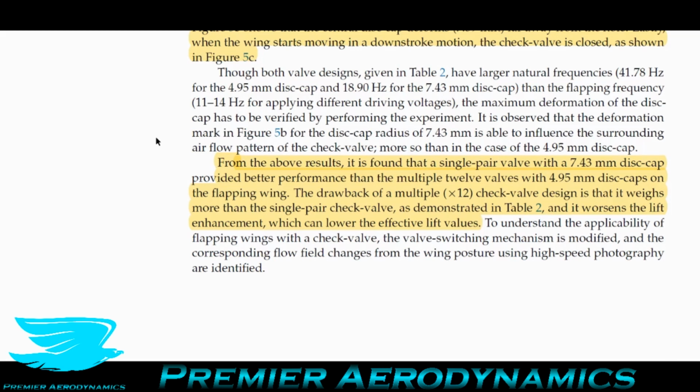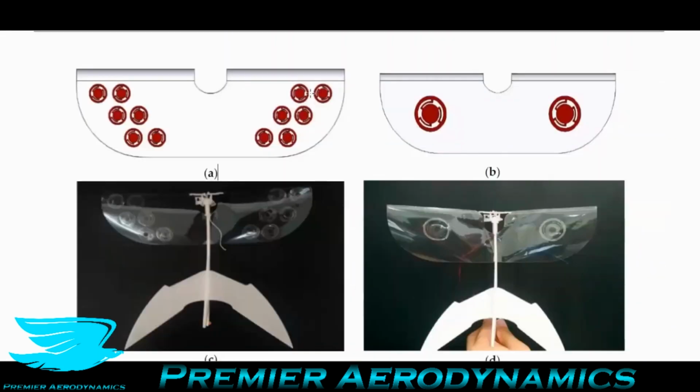But the drawback of a multiple check valve design, so the one with 12, is that it weighs more than the single pair check valve, and it worsens the lift enhancement, which can lower the effective lift value. So in other words, we might think having all these valves near the wing tip, which mimics a bird more, would be beneficial, but they add weight and then they also spoil the lift, probably because they're not flush with the surface. So unlike feathers, which are designed to really clamp together and provide a fairly nice surface, these valves are going to protrude up into the air a little bit, and that's going to potentially spoil the lift. Whereas having two bigger ones, they don't do that as much.